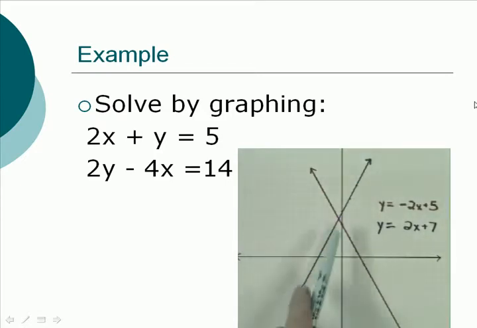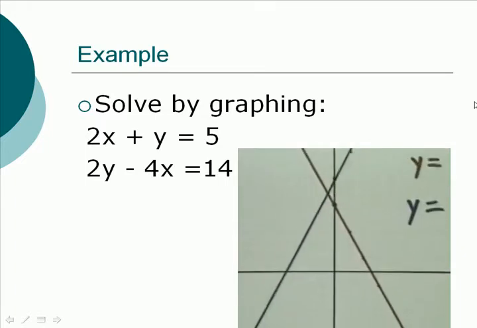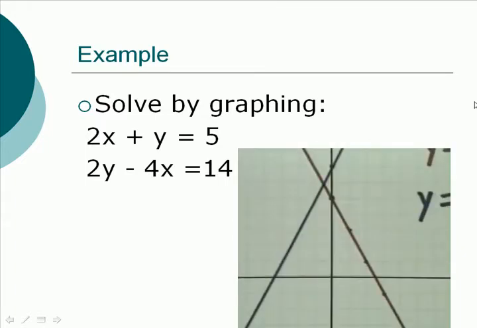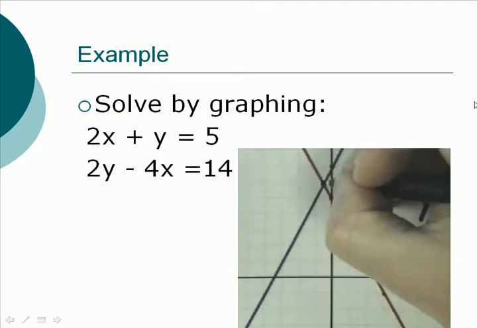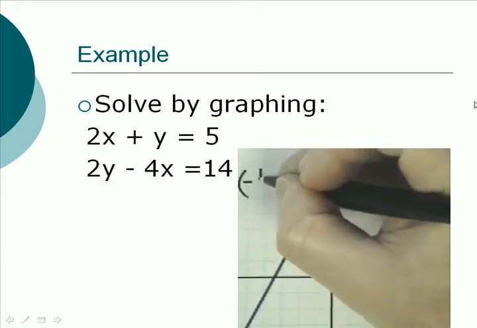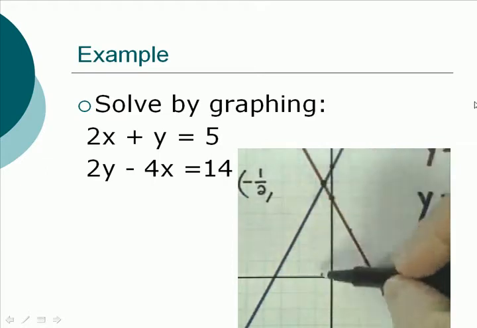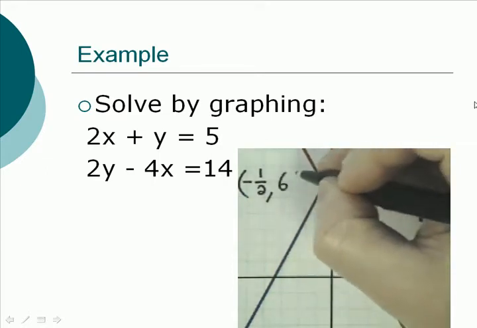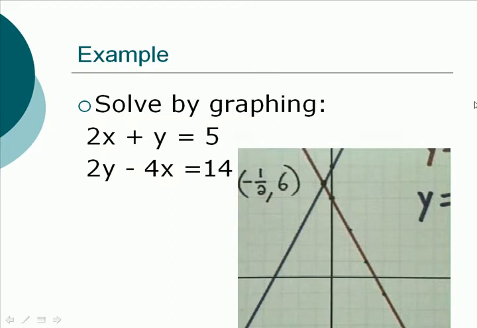Now, we've got our point of intersection. Let's zoom in on that for a minute. We can see that these two lines cross very close to that location, which is given from our graph. We can see that that is an x-coordinate of negative 1/2 and a y-coordinate of 6. And so we found the solution to this system of equations.